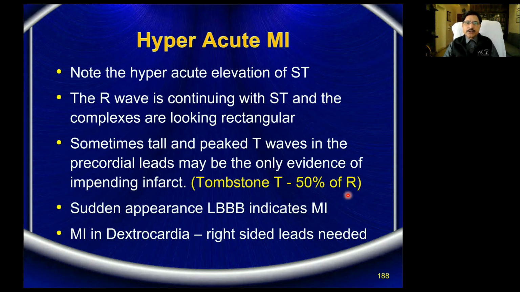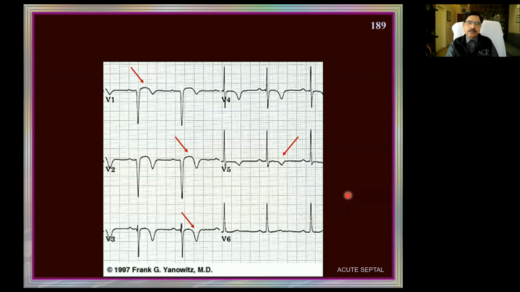Myocardial infarction and dextrocardia, we need to record on the right side. I'll show you that also. Look at this ECG. Where are the changes? We are not given the limb leads. We are only given the 6 chest leads.